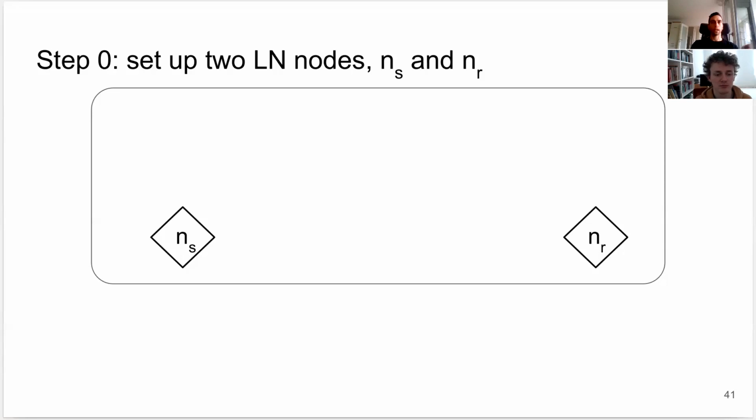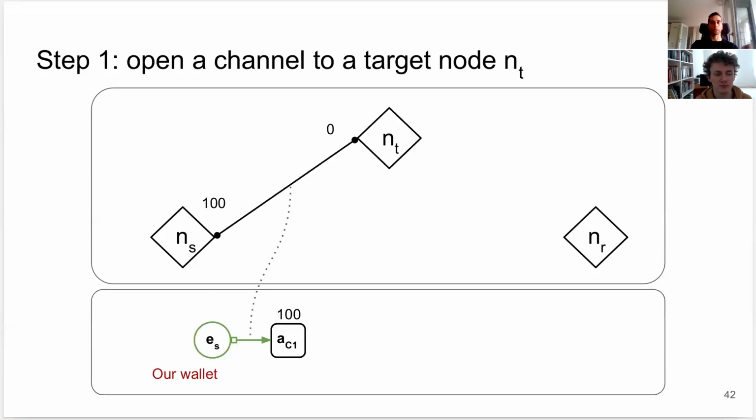And then we choose a target node that we want to validate. So NT is the target node that we already linked with our heuristics to an entity in the Bitcoin blockchain. So once we select this node, we open a channel from our sending node to the target node. And let's assume for the moment that we have 100 coins on our side. And this means that when we open the channel, we have a funding transaction on chain. And we know that the funding entity is us, belongs to us.